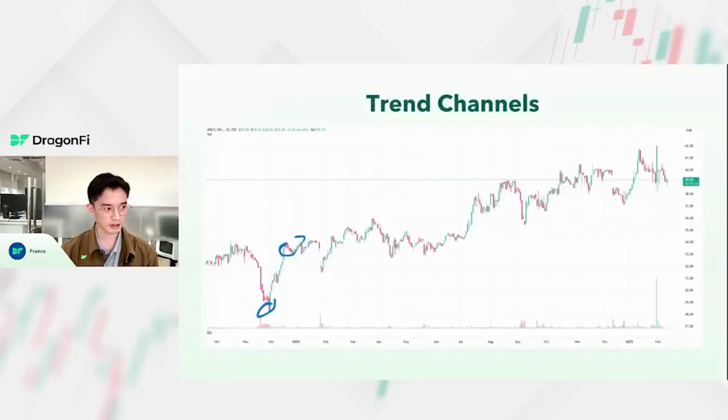And broke down, and you see it broke down here, the trend line, and started continuing a new up channel.